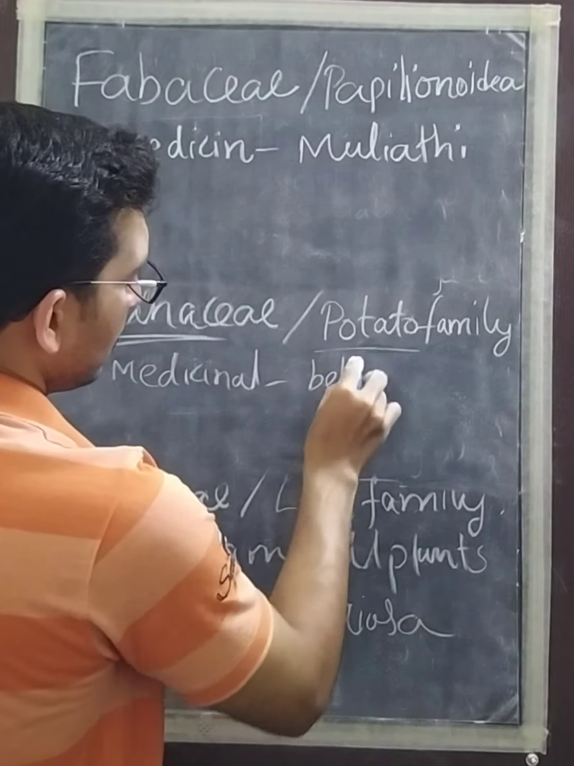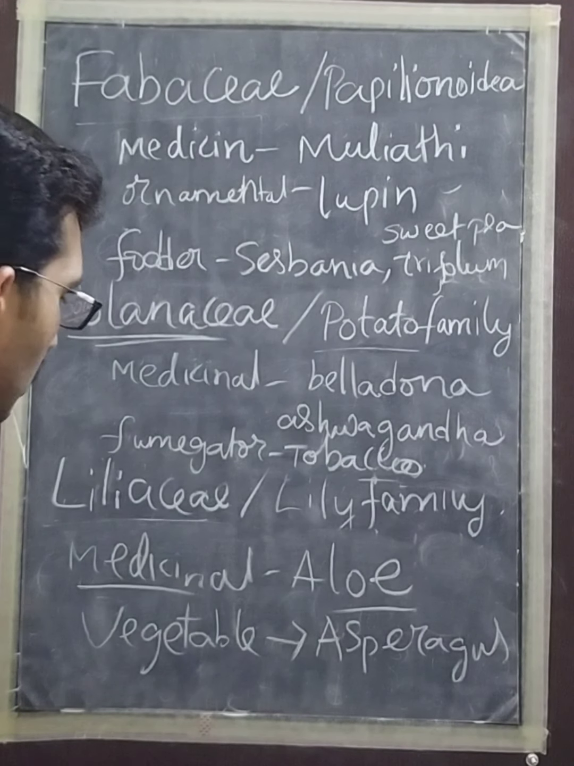In the Solanaceae family we have the fumigator, especially the tobacco plants have the fumigator, and we have discussed the ornamental and medicinal uses, and these are also used as vegetables. Especially which vegetable can we obtain in the Liliaceae family? Asparagus. Asparagus is one of the plants which is included in the Liliaceae.